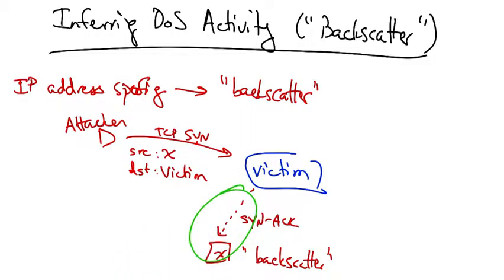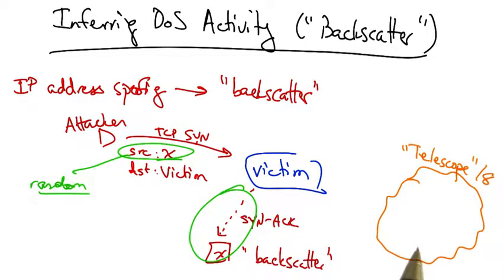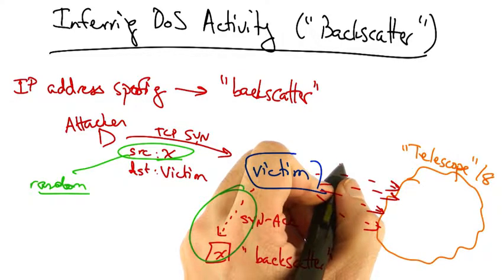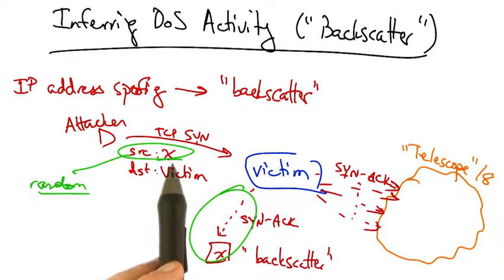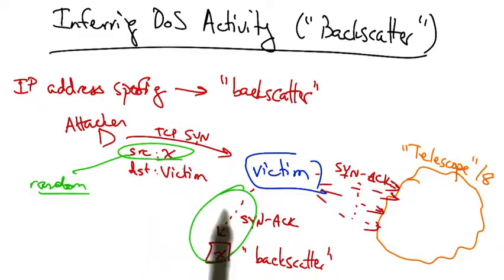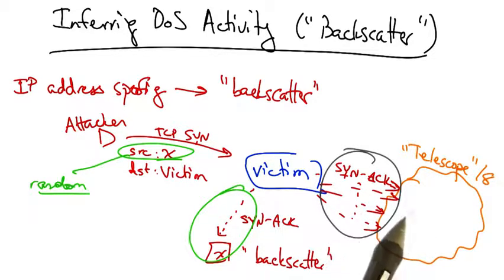Now, the interesting thing about backscatter is that if we can assume that these source IP addresses are selected by the attacker at random, then we could set up a portion of the network where we could monitor this backscatter traffic, coming back as SYN-ACK replies to forged source IP addresses. If we assume that these source IP addresses are picked uniformly at random, then the amount of traffic that we see as backscatter represents exactly a fraction that's proportional to the size of the overall attack.